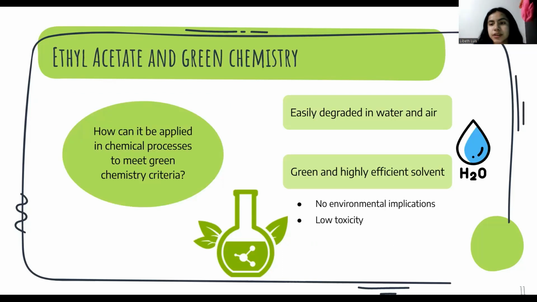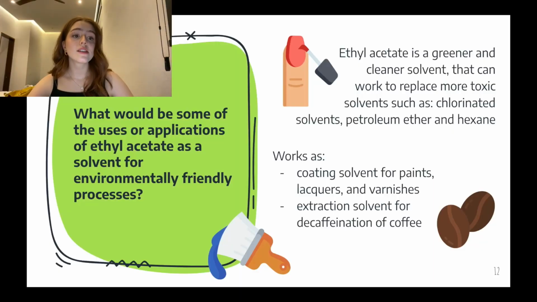Ethyl acetate and green chemistry. How can it be applied in chemical processes to meet the green criteria? Well, first of all, ethyl acetate is easily degraded in water and air compared to other solvents, and it is a green and highly efficient solvent. What is a green solvent? Well, green solvents are environmentally friendly solvents that are the key to carrying out the majority of chemical processes without severe implications to the environment. And it is less toxic when exposed to humans compared with other solvents. Since ethyl acetate is a greener and cleaner solvent, it can work to replace other more toxic ones, such as chlorinated solvents, petroleum, and hexane.